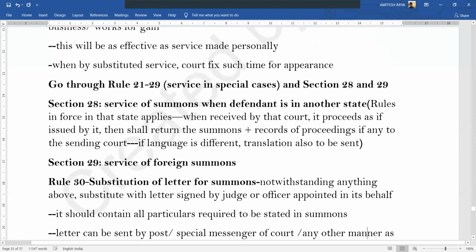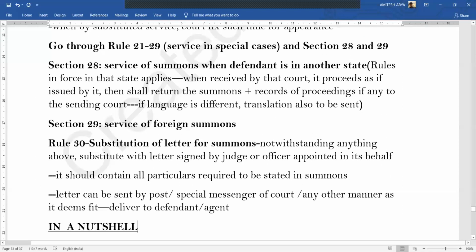And rule 30 is talking about substitution of a letter for summons. Notwithstanding the entire order, you can substitute a summons with a letter which is signed by the judge or officer appointed in this behalf. It should contain all the particulars contained in the summons, and you can send it by post, by a messenger of the court, or in any manner the court deems fit, and deliver it to the defendant or the agent.